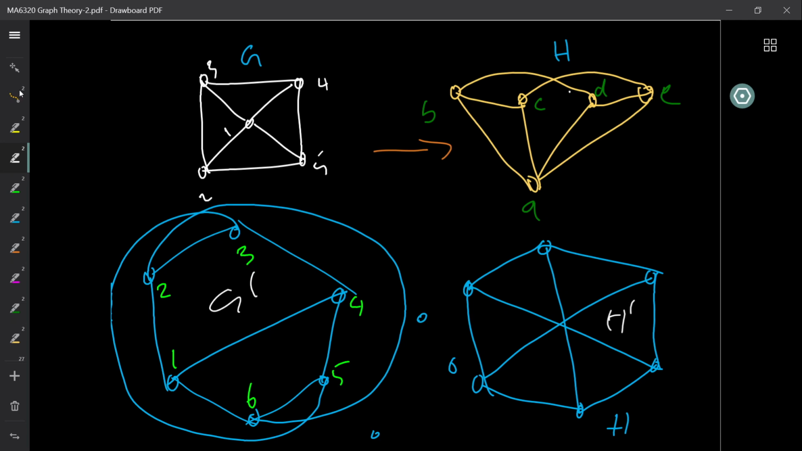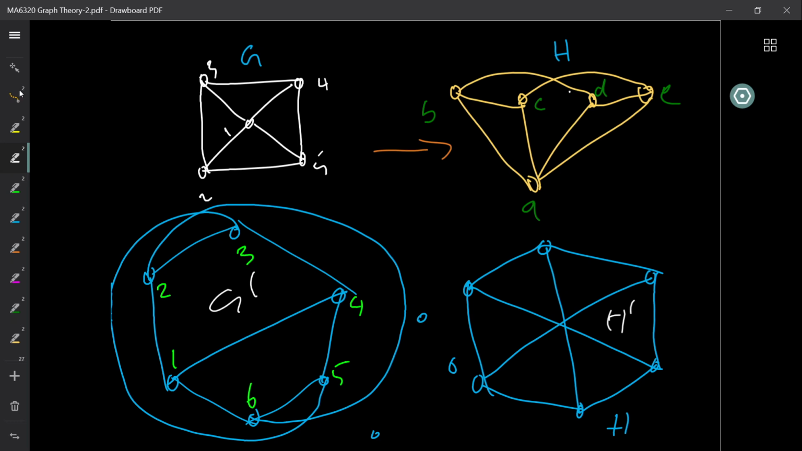Again, the first thing you have to check is that the number of vertices and number of edges are the same. In the previous graph, you had 5 vertices and 8 edges in both cases. If that is not the case, we can immediately rule out isomorphism. And in this case, H dash and G dash again have the same number of vertices, 6 vertices and 9 edges each. Both of them have 9 edges.